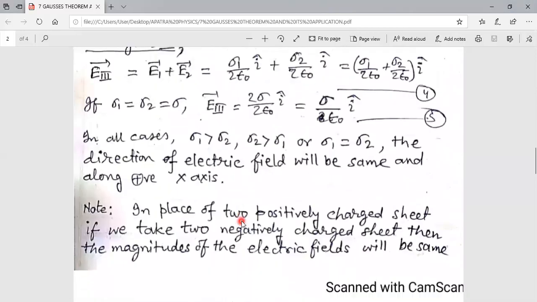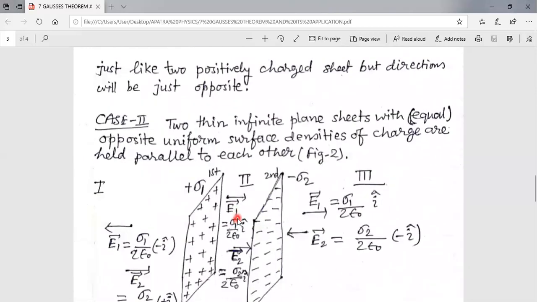Now case 2, that is an interesting one, and it will be used in the capacitor or capacitance. Two thin infinite plane sheets with opposite uniform surface densities of charge. Initially, we are taking these two as not the same, and later on we'll discuss what will happen if the charge densities in the first sheet and the second sheet are equal. Two thin infinite plane sheets with opposite uniform surface densities of charge are held parallel to each other.